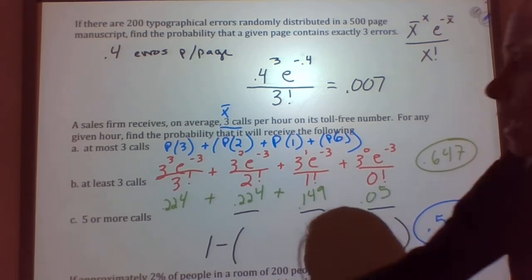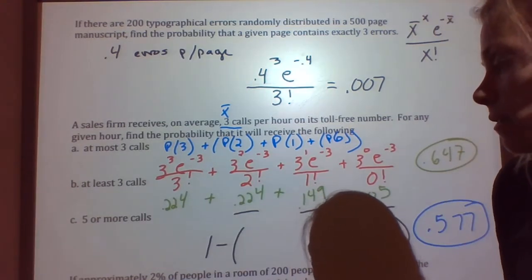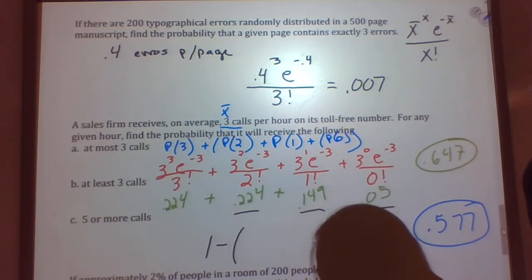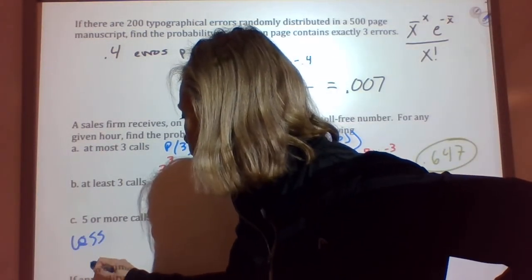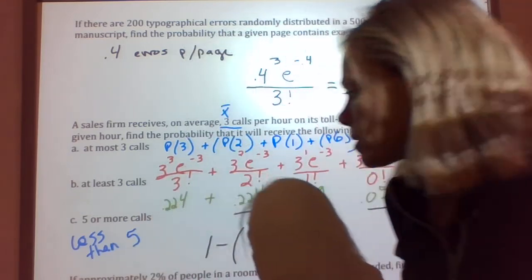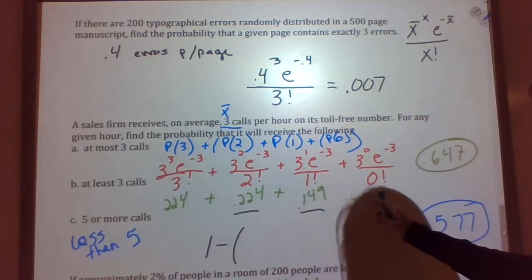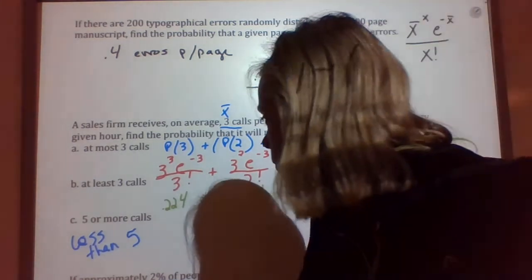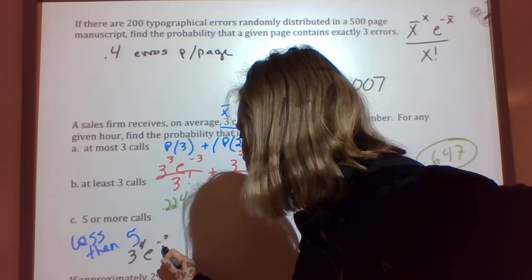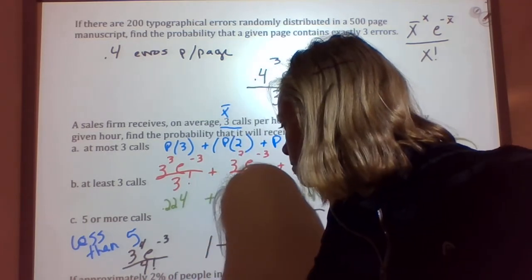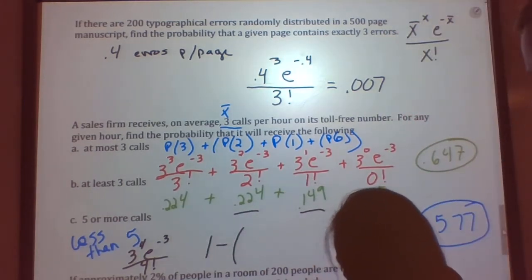Okay, 5 or more calls. The opposite of 5 or more is what? Less than 5. So less than 5 would be 4, 3, 2, 1, 0. I have 3, 2, 1, 0, so all I would need is 1 more: 3 to the 4th, e to the negative 3 over 4 factorial. And add those with these that I already have, and that would be the complement of 5 or more.